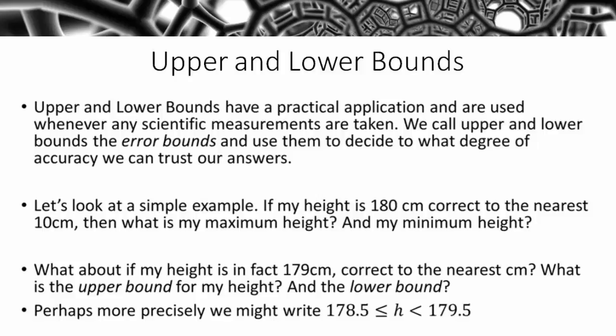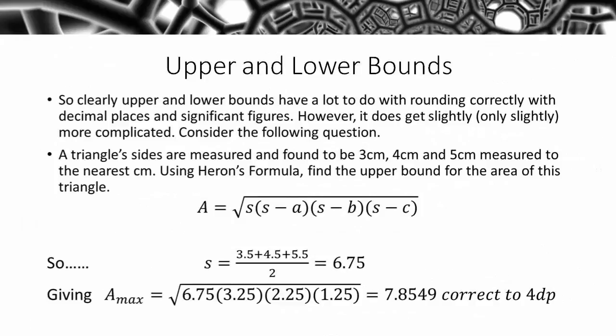Well, my upper bound this time is going to be 179.5, because at that point I would have started rounding up to 180. And my minimum height, my lower bound, is going to be 178.5, because at that point I would have started rounding up to 179. So clearly upper and lower bounds have a lot to do with rounding correctly, with decimal places and significant figures.